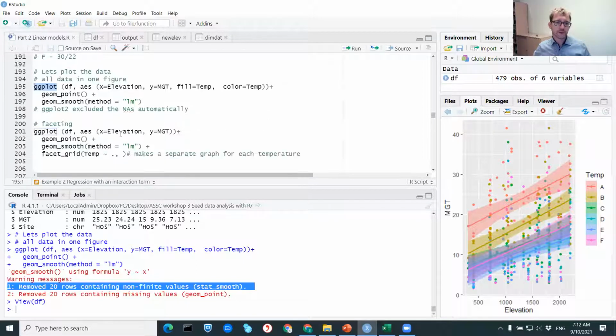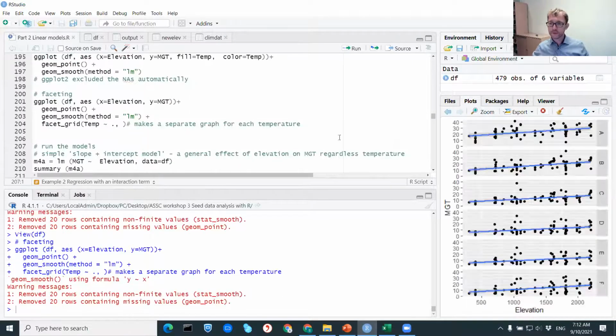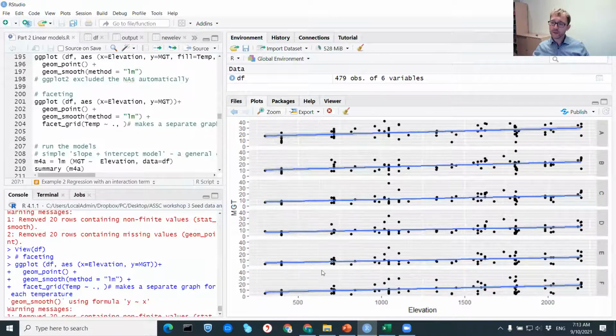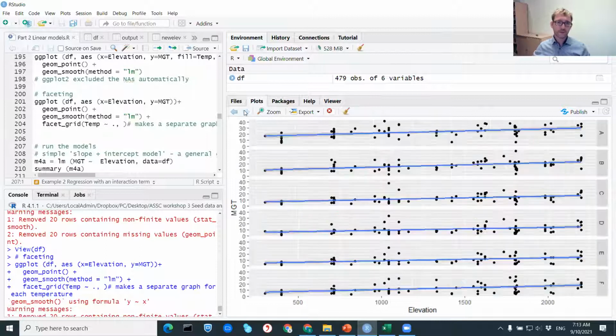Just a short reminder that you could use a number of different options to visualize your data. This is what we call faceting. So now I make a separate graph for every test temperature, A, B, C, D, E and F. Basically it's the very same graph, but plotted in a different way.